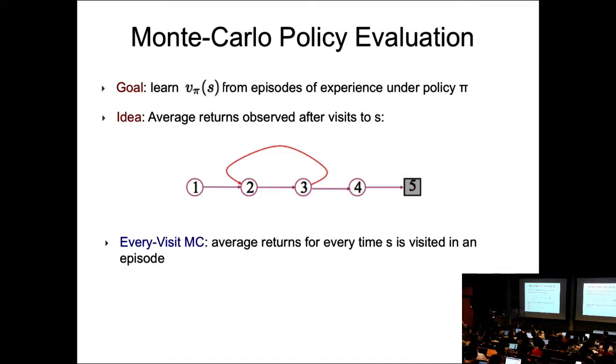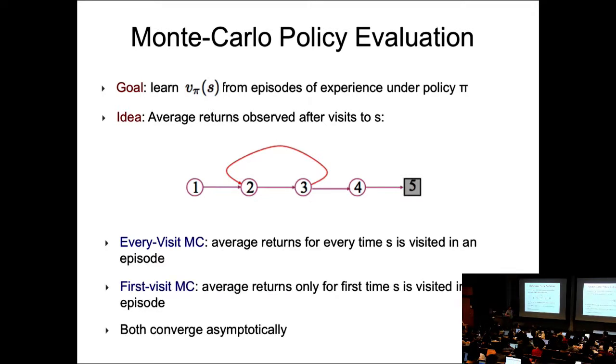So every-visit Monte Carlo would basically average the returns, right? So you've started at state 2, in this case 3 times, because you visited it 3 times. So you visit it and you're basically counting, once you started at that point, what's the return?